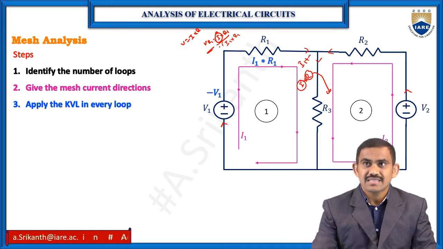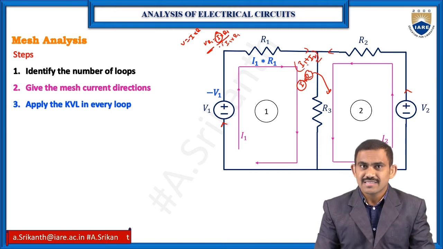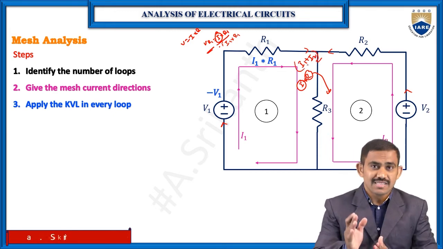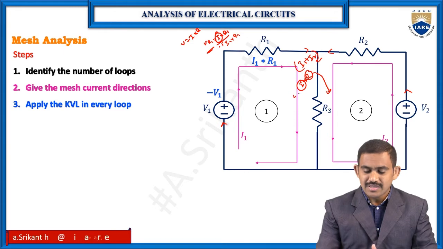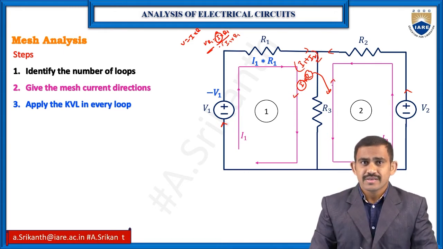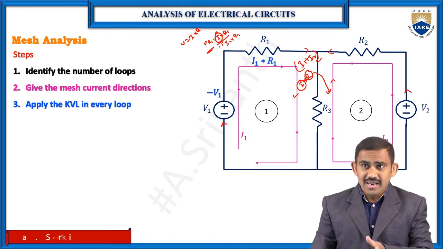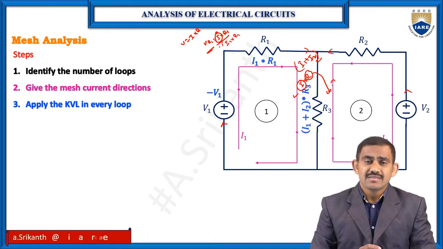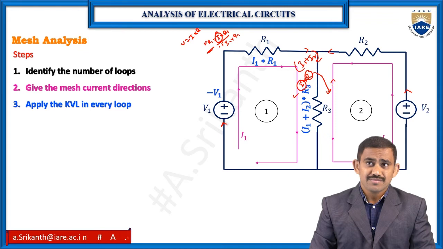That means I1 plus I2, for same direction currents. If both are in reverse directions, so this is downwards and these are upwards, then it is I1 minus I3. Clear? Now your voltage drop across R3 is equal to (I1 plus I2) into R3.